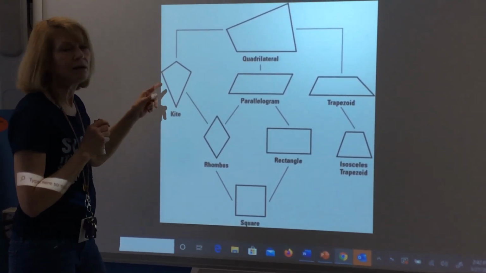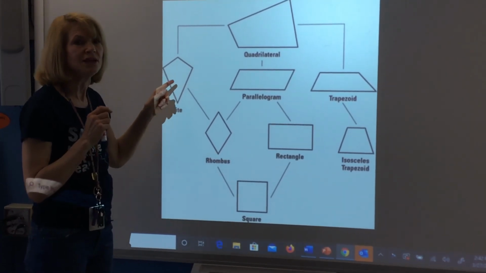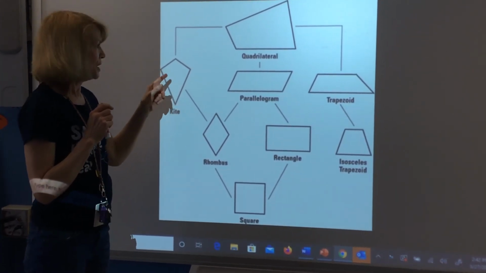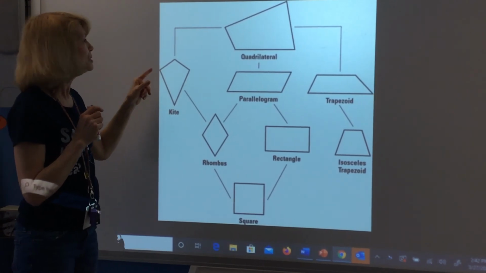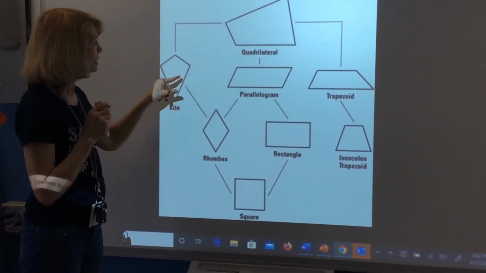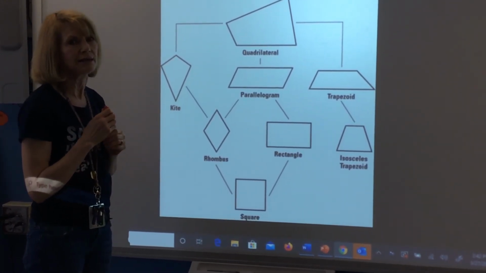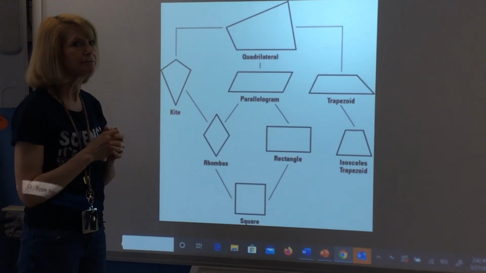Then we have the kite over here that is just kind of different on its own. It's a four-sided figure, no parallel sides, but two sides are equal and the other two sides are equal. So sides 1 and 2 are equal and sides 3 and 4 are equal in length to make a kite. And that's it.